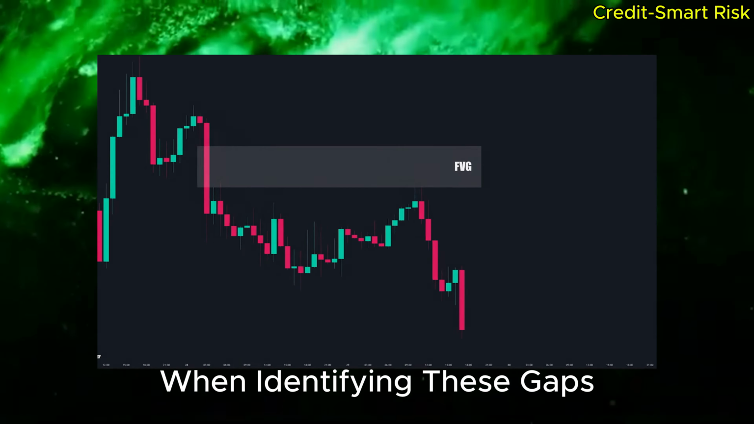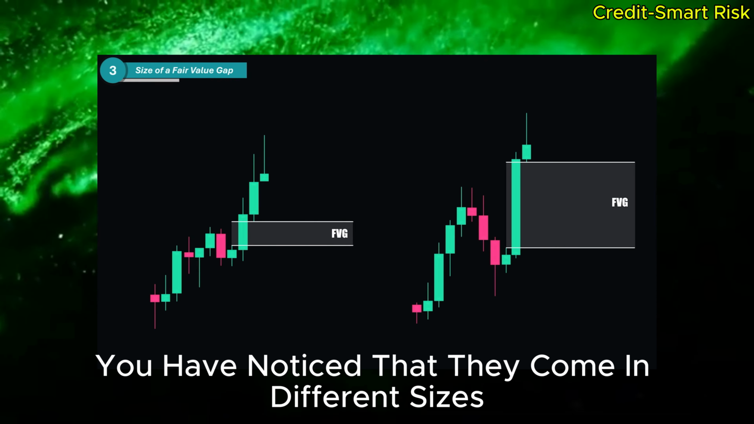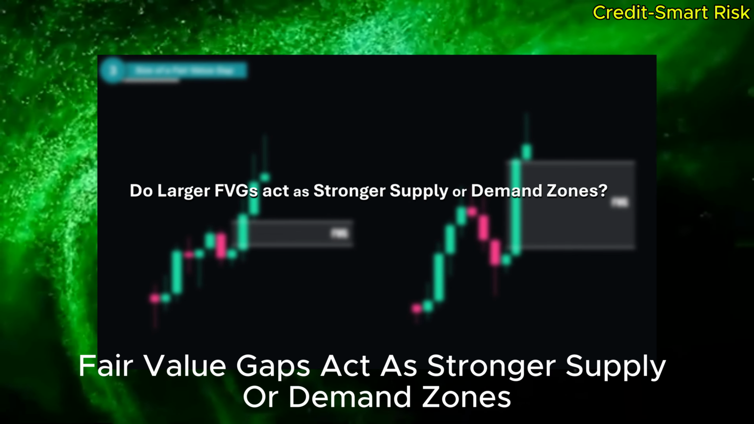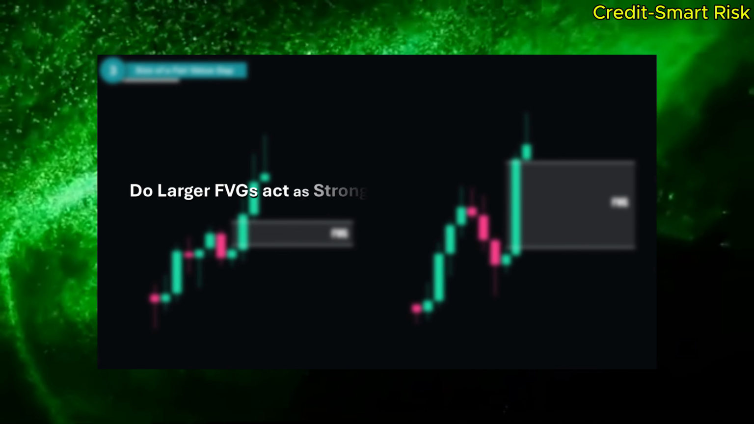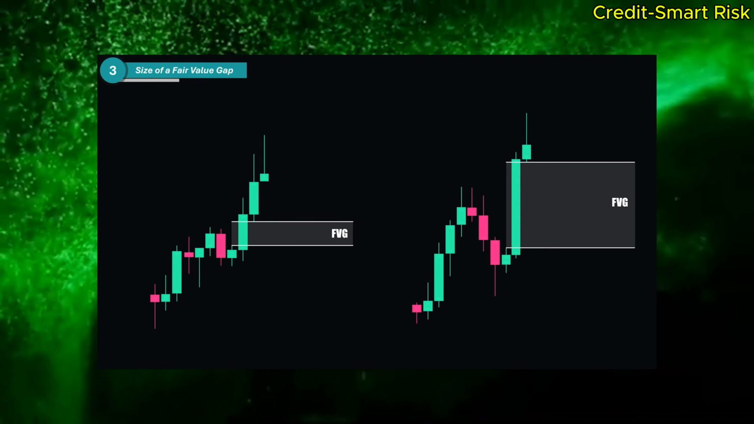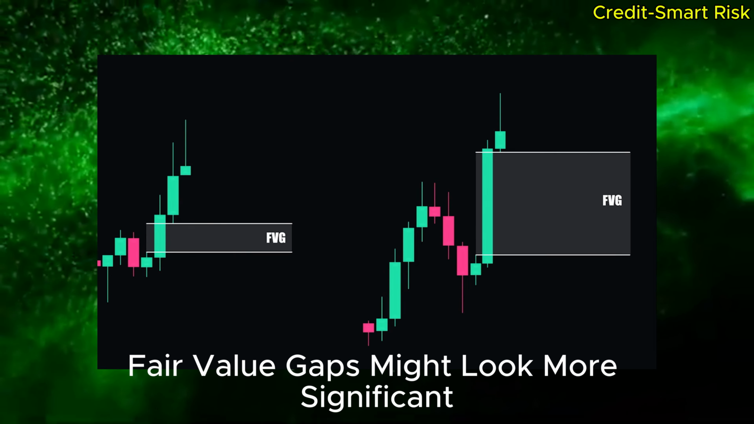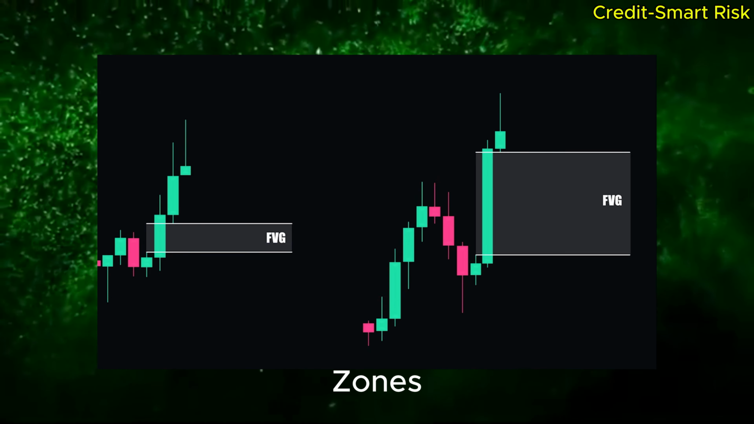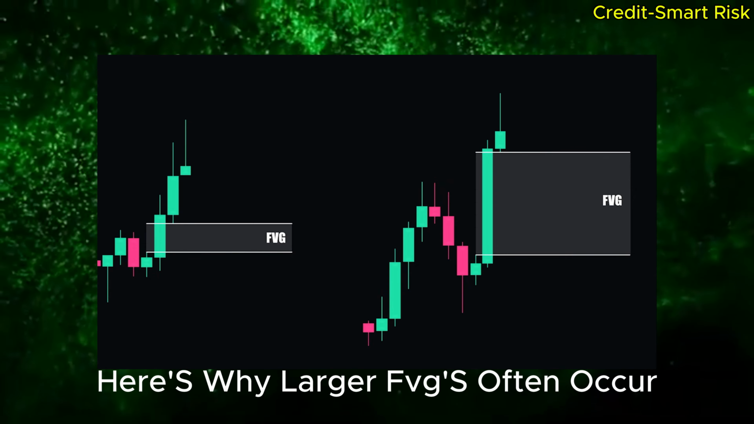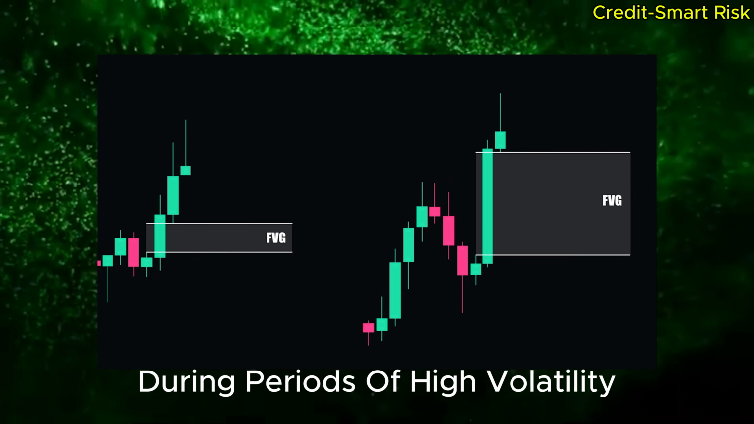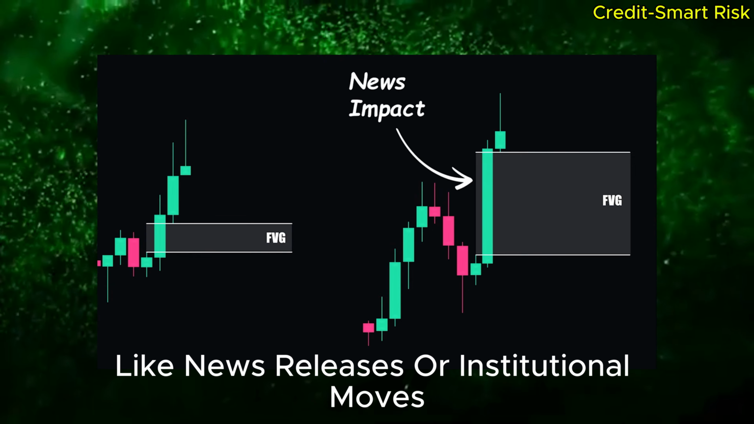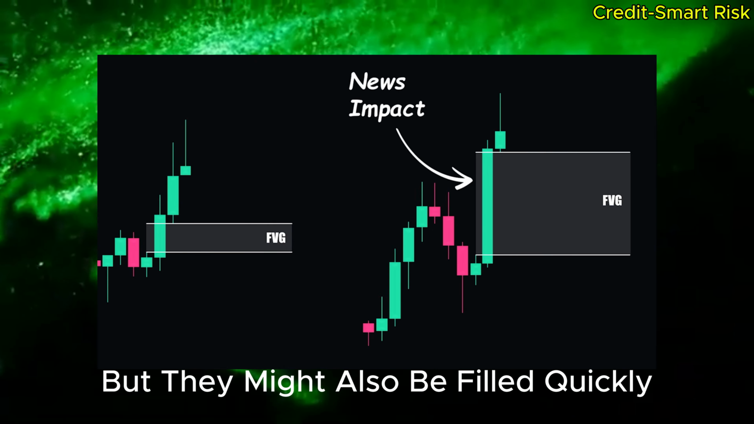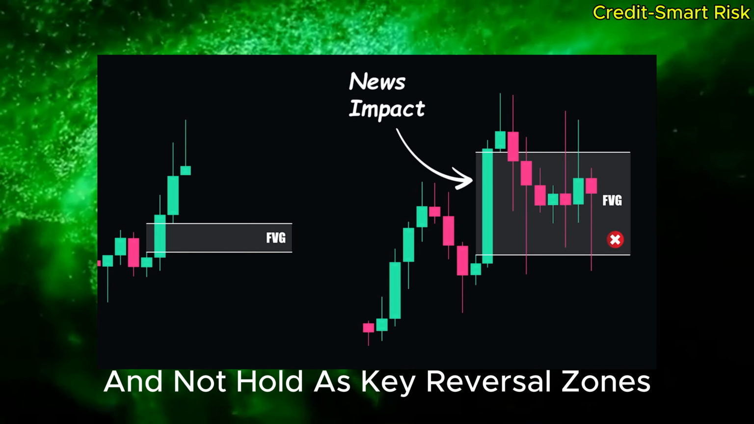When identifying these gaps, you have noticed that they come in different sizes. So here comes a question: do larger fair value gaps act as stronger supply or demand zones? Not necessarily. While larger fair value gaps might look more significant on the chart, size alone doesn't determine their strength as supply or demand zones. Here's why: larger FVGs often occur during periods of high volatility, like news releases or institutional moves. They can indicate strong momentum, but they might also be filled quickly and not hold as key reversal zones.